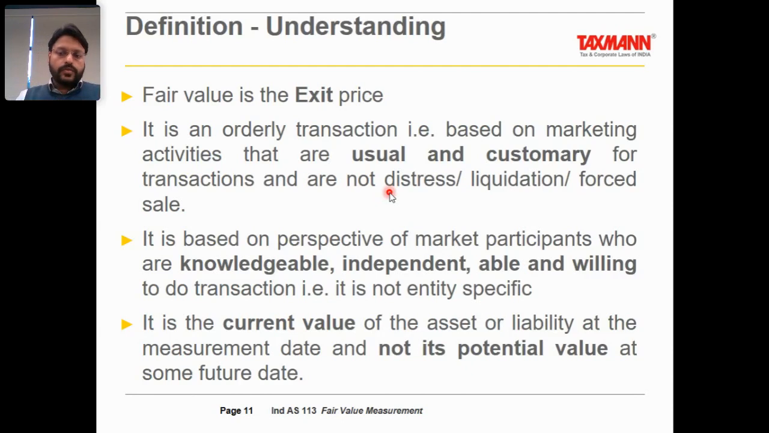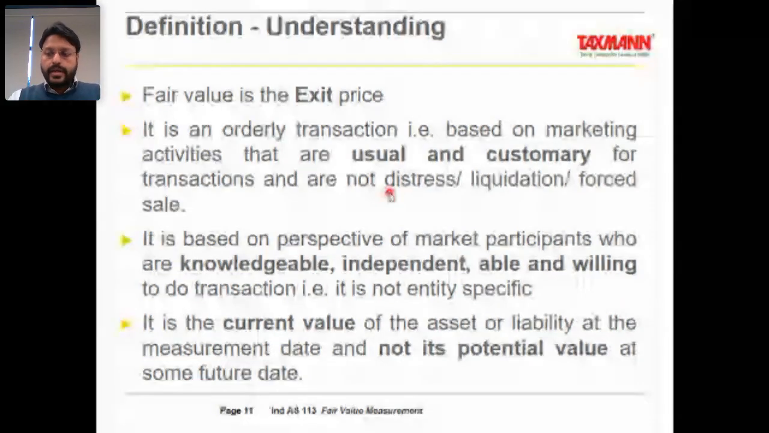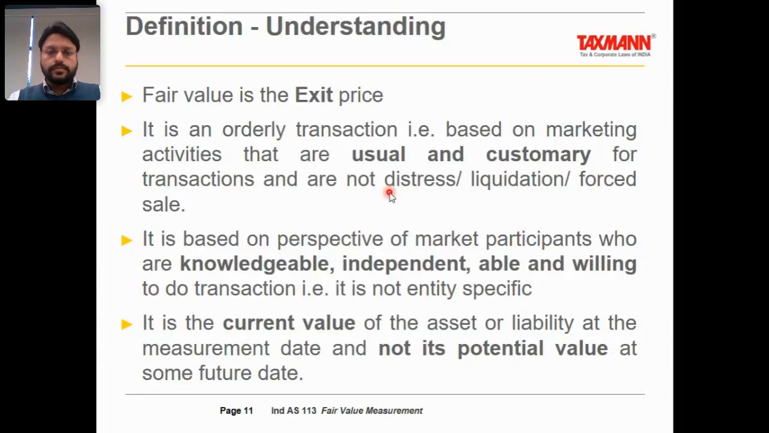It is the current value of the asset or liability at the measurement date and not the potential value at some future date. So we are measuring the fair value of the asset or liability on a particular date, and we are not measuring it on the basis of any potential future date. So I am not saying that today's fair value cannot be tomorrow's fair value. Of course, suppose there is a land or a property and I got it fair valued today, and there are no significant movements or changes expected in the next few days or even months. So fair value can be considered as equivalent to future dates. But the standard says it is measured on a particular date.